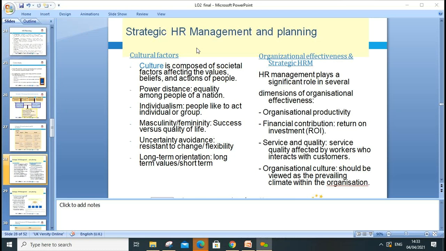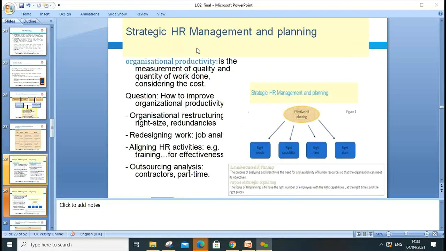Okay, HR management plays a significant role in several dimensions. For organization effectiveness, we can look at financial contribution and return on investment. If we invest in health and safety training but people are still injured, then our health and safety training is not effective and is a waste of resources. So we need to think about service quality and organization culture. All of this needs to be linked with financial return as well.